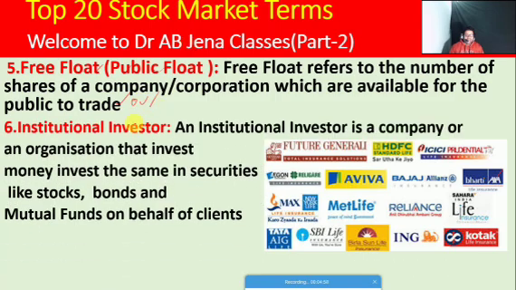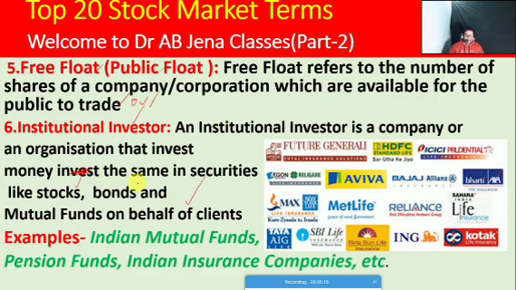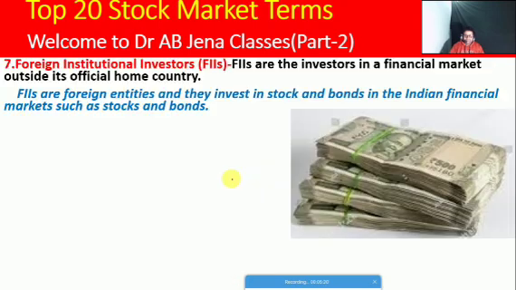So friends, what is the meaning of institutional investor? So an institutional investor is a company or an organization that invests money in the securities like stocks, bonds and mutual funds on behalf of the clients. The examples of institutional investors are the Indian mutual fund companies, pension funds, Indian insurance companies, that is the LIC, GIC and other private sector insurance companies.